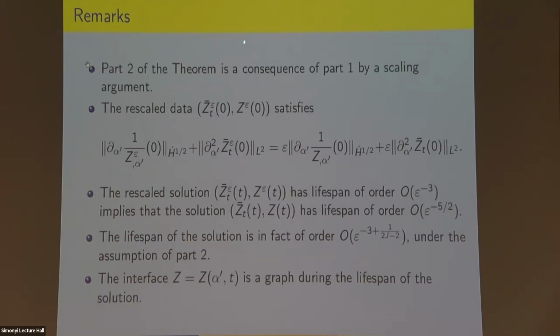Okay, now why do we have part 2 of the theorem? This is really like cheating. Because if you rescale your data and then you take a derivative, it gives you an epsilon in front of it. So in other words, the rescaled solution has lifespan epsilon to the minus 3, and then you go back to the original solution, it has lifespan epsilon to the minus 5/2.